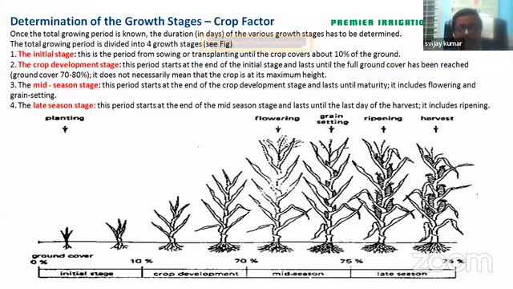We understood that there is an initial stage where the crop is going to cover about 10% of the ground. The crop development stage where you're going to have ground cover covering around 70 to 80%, and the mid-season stage where it is going to cover around 75%, and the late season stage where it is going to be tapered off. So when you are doing the calculation, you have to consider the crop factor, what stage of the growth the plant is in. So accordingly, the crop water requirement also will vary.